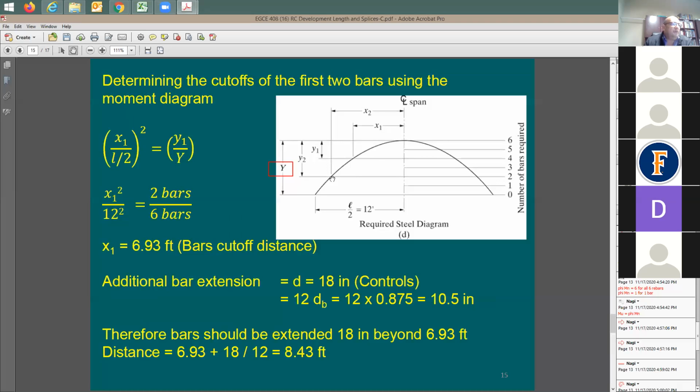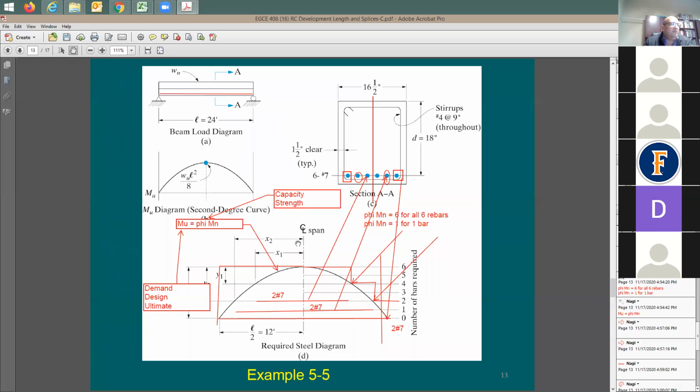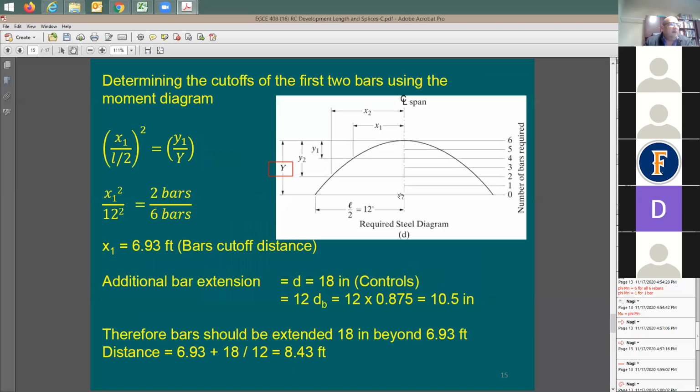Now, you'd like also to extend the rebar a little bit. You cannot just make it tight. You cannot make it 6.93. So it says here the additional rebar extension is going to be equal to the depth of the beam, like in this case, 18 inches, or 12 times the bar diameter, like what it says here. This is going to be the additional bar extension. 10.5 versus 18. So just take maybe the depth, which is very common. So in this case, instead of just going to 6.93, you're going to be adding here 1.5 feet. It's going to be maybe 8.5 feet.